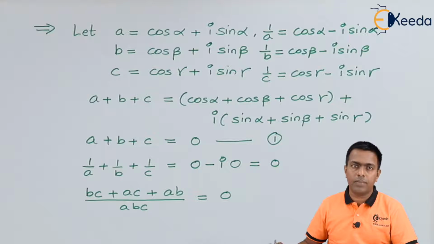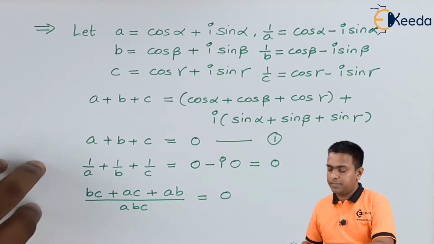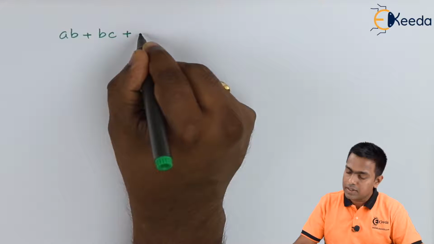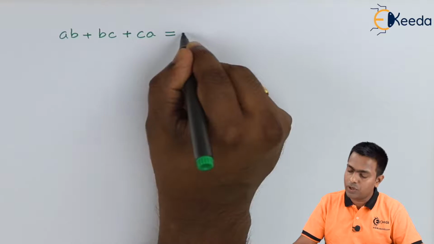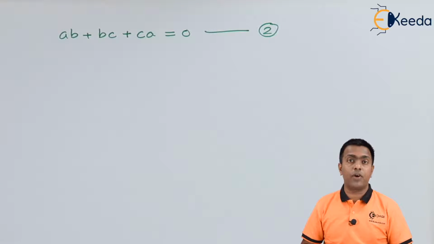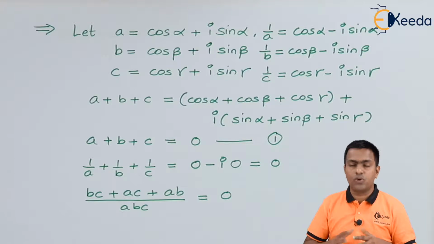ABC into 0 will become 0. So therefore we'll get AB plus B into C plus C into A equal to 0, and this is our result number 2. So guys, here we got the second result. So now with these two results, we'll solve the further question to get the solution.